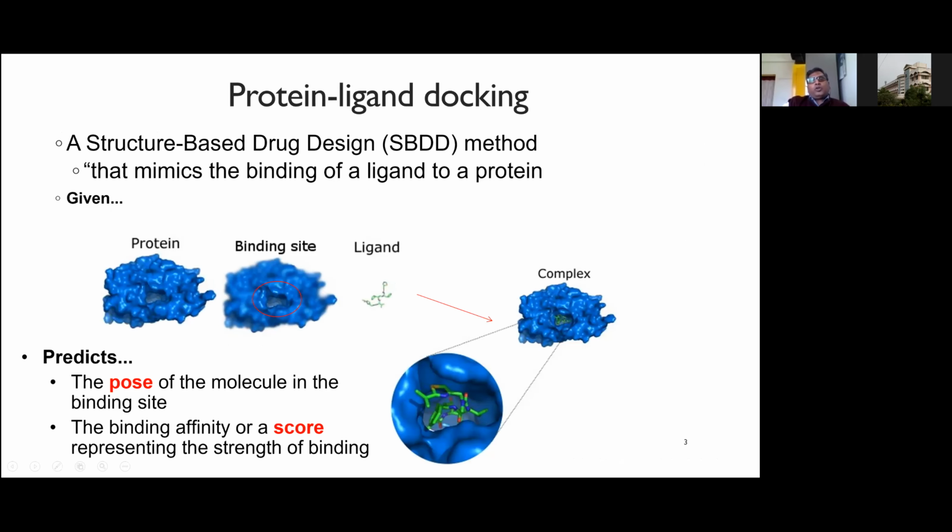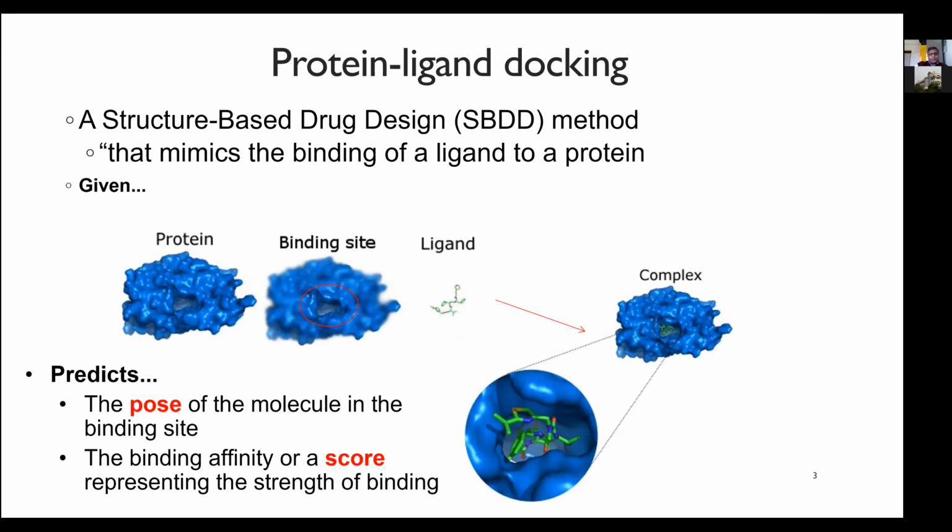Now, protein ligand docking is an important technique in structure-based drug design, where you use the structural information to design new ligands for your target protein, and it basically mimics the binding of the ligand to a protein. In molecular docking, the docking algorithm mimics the binding of a ligand to a protein, and also it predicts the pose of the molecule inside the active site or in the binding site. And also it gives an estimate which you call a score, which gives an idea about the binding affinity of the ligand to the target protein.